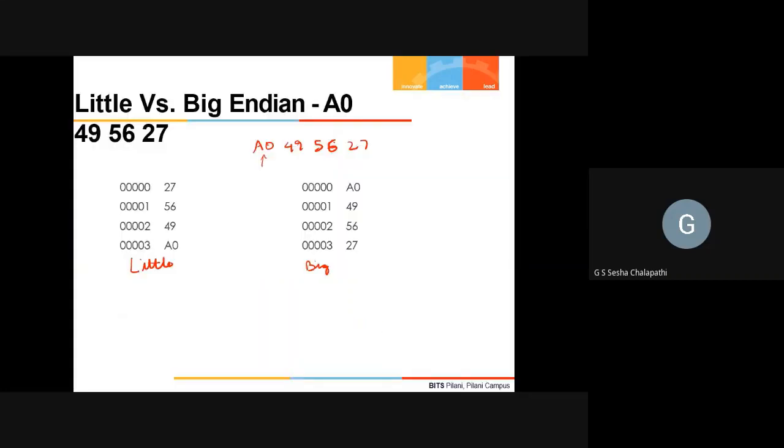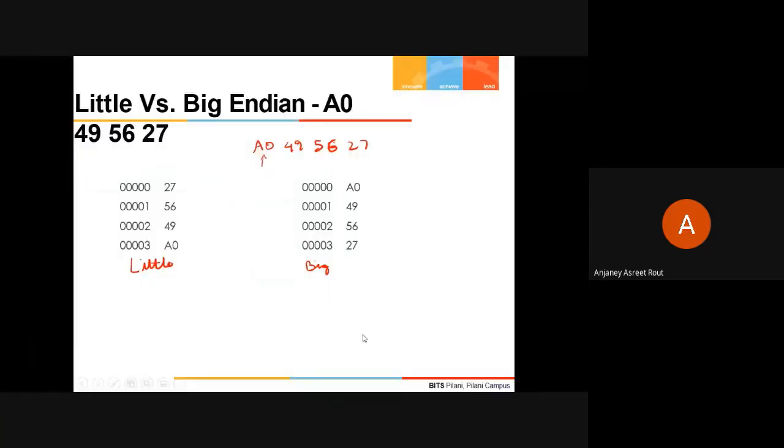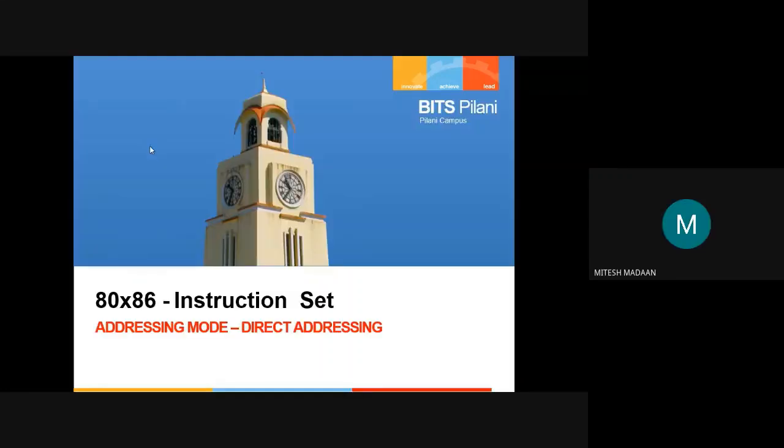Now, before we go to the direct addressing mode, any issues or doubts? Sir, I didn't understand how come 49 is on higher. I mean, shouldn't it be in between the 27 and 56? Sorry, the whole data is A04956H. Okay, hold it. Hold it. Yeah. A04956H. 56727H. Right?